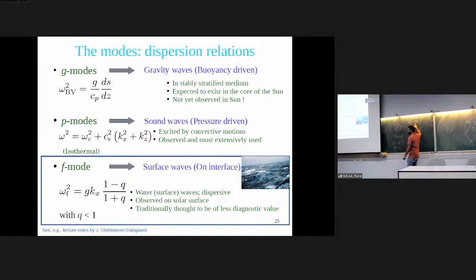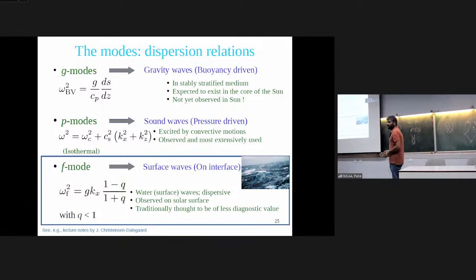Restoring force for this is gravity. This is more interesting. Traditionally, inner seismology employs P modes, sound modes, because it is sensitive to the background thermodynamics. Sound speed encapsulates the background thermodynamics. So by studying these waves, one can actually infer the interior structure. By looking at this, people have largely ignored it, except for some very special reasons, because it is only sensitive to the surface gravity. It doesn't depend on anything else. Surface gravity is only sensitive to the mass of the object, right? So it doesn't teach you anything about the interior. So that's why it's largely ignored.